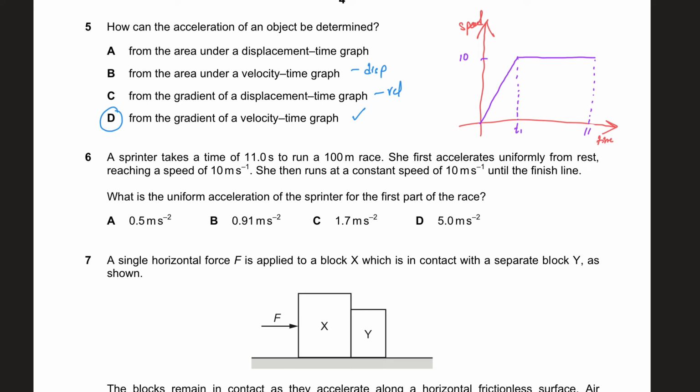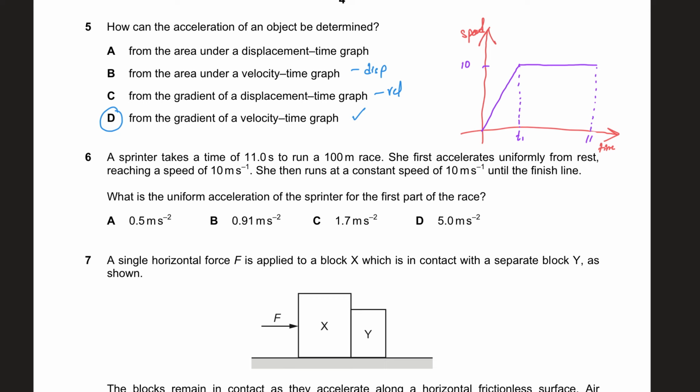So I've drawn a graph here. It's a speed time graph. And what the graph shows is that the sprinter accelerates uniformly to a speed of 10 meters per second in a time t1, which is an unknown, and then continues with the same speed, 10 meters per second. The total time elapsed is 11 seconds. And in this total time, the sprinter basically covers 100 meters. So this total area under the graph is 100 meters.